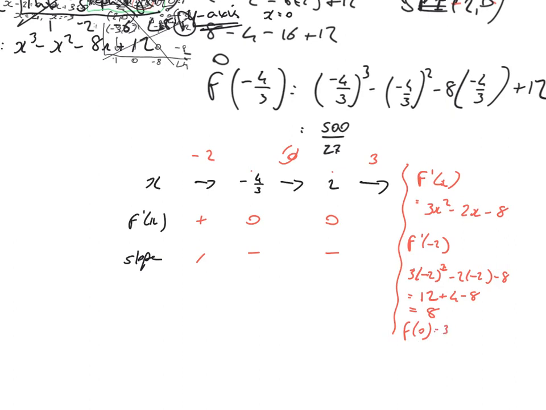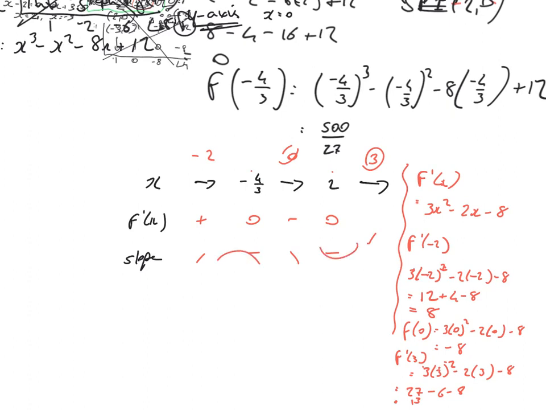Okay, now let's try f dash of 0. 3 lots of 0 squared minus 2 lots of 0 minus 8 will give me minus 8. That's a negative result. Slope's going down. Now let's try f dash 3. 3 lots of 3 squared minus 2 lots of 3 minus 8. 3 squared is 9 times 3 is 27. Minus 6 minus 8. That will give me 13. That's a positive result. So I can see that I've got a max and a min.